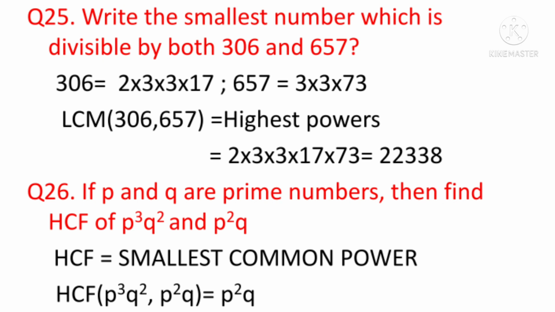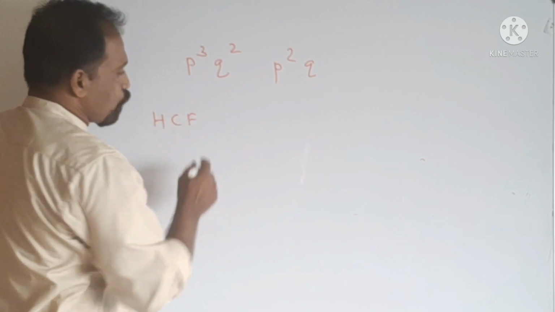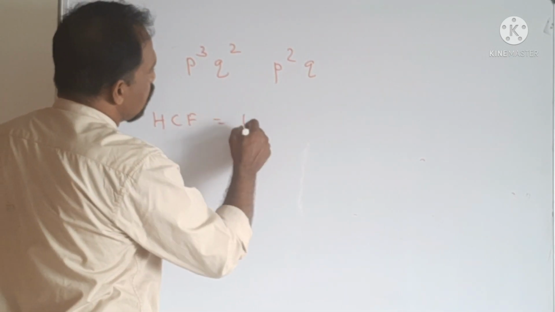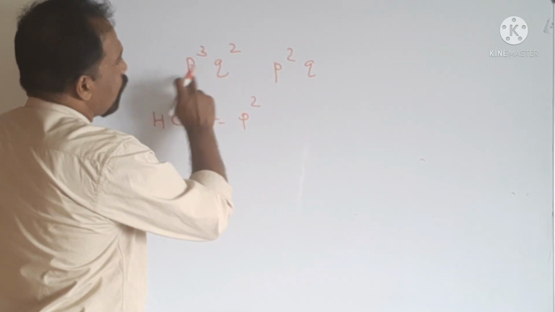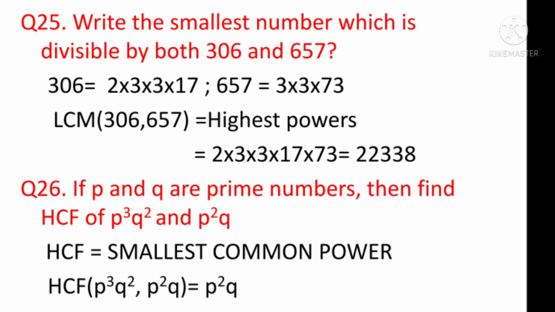Next question is question number 26. We have to find out the HCF of these two numbers. So HCF, we know that it is the smallest power common in both the cases. So as far as p is concerned, only p square, and as far as q is concerned, only q. So the HCF is p squared q.